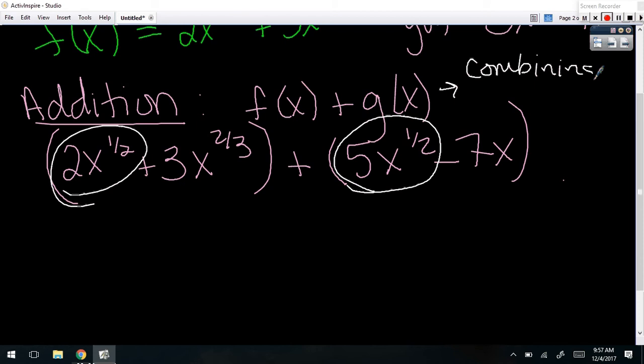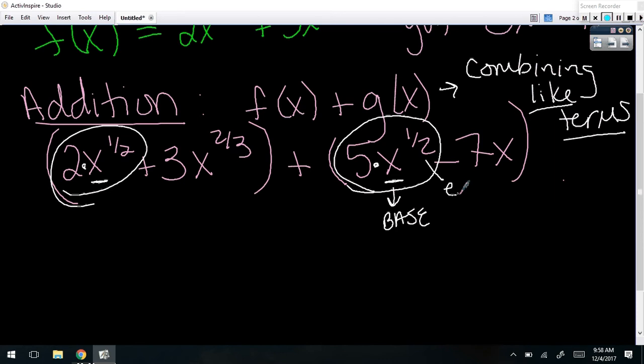So let's take just a second to talk about what it means to be like terms and then how we combine them. X is the base. The number in front is the coefficient. So this is the base, the exponent, and the coefficient.